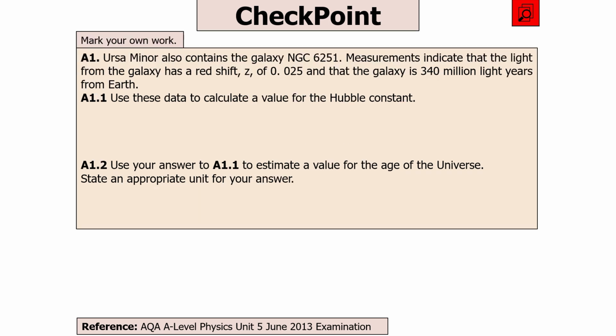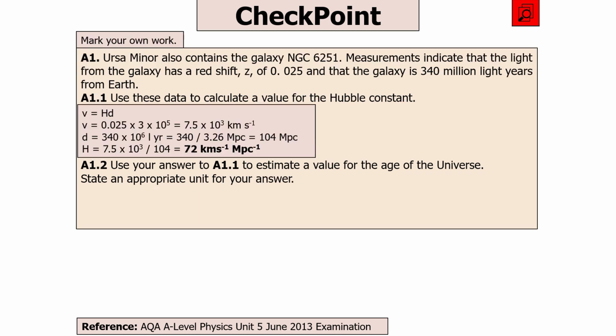Right, so how do you work this through? Well, we know V is equal to the Hubble constant times the distance. So if we work it through with the information given to us, we can say that V is also going to be equal to the redshift times C. So therefore V is going to be 7.5 times 10 to the 3 kilometers per second. You'll see here we've used C as 3 times 10 to the 5 because we need V in kilometers per second or meters per second for our Hubble's constant equation.